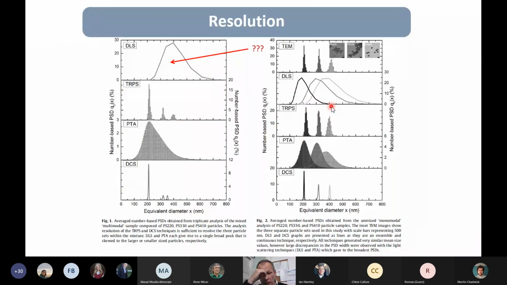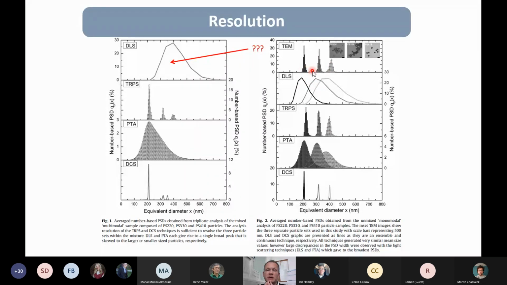A very important issue is the resolution. Let's assume that you have three types of nanoparticles in solution, three types of proteins, right? Can you resolve these proteins from your dynamic light scattering data? Well, if the ratio between these diameters, the sizes, is less than 3, you can't do it using dynamic light scattering. In a paper published by an Australian team, they took latex particles with sizes of 220, 330, and 410 nanometers.